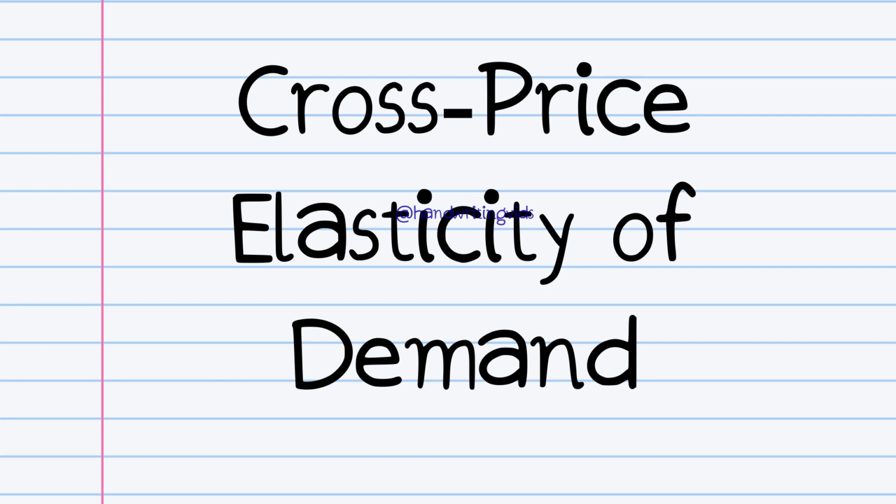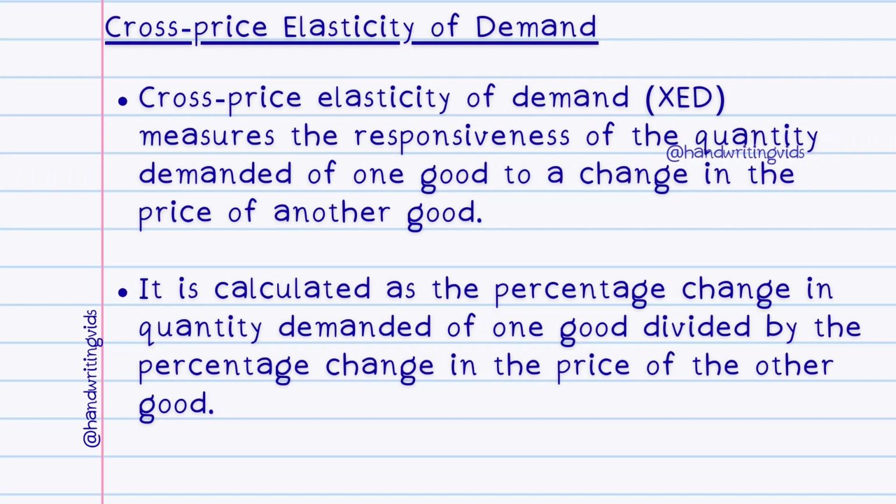Cross-price elasticity of demand, XCD, measures the responsiveness of the quantity demanded of one good to a change in the price of another good. It is calculated as the percentage change in quantity demanded of one good divided by the percentage change in the price of the other good.